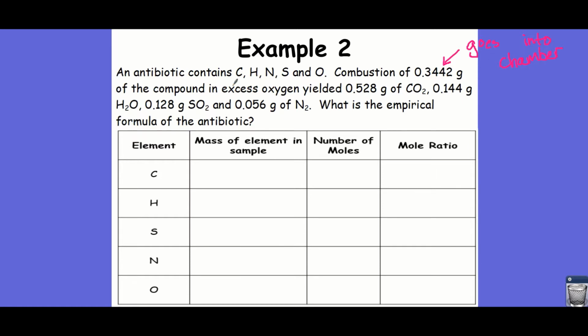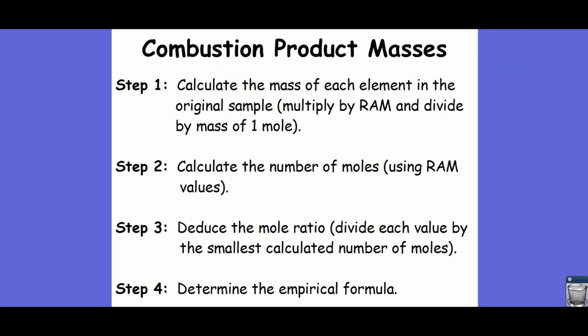Of the compound, and excess oxygen yielded 0.528 grams of carbon dioxide, and so on and so on. You can read that. What is the empirical formula of the antibiotic? So again, let's just follow a step-by-step process here. So for step 1, you need to calculate the mass of each element within the original sample, and to do that, you multiply by the relative atomic mass.